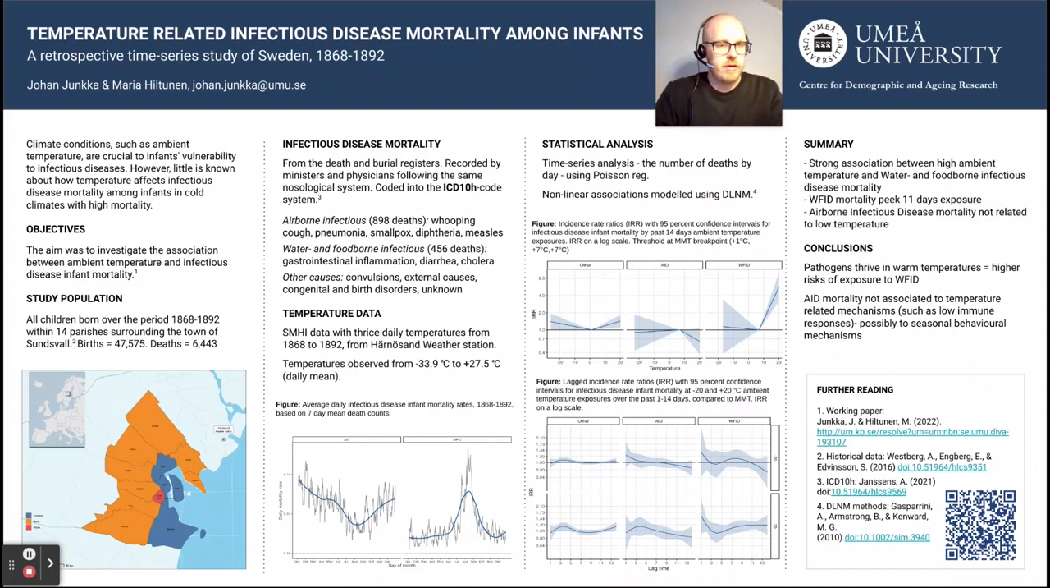You can read all about this analysis in a working paper that I've written together with Maria Hiltunen, which can be found by scanning the QR code.